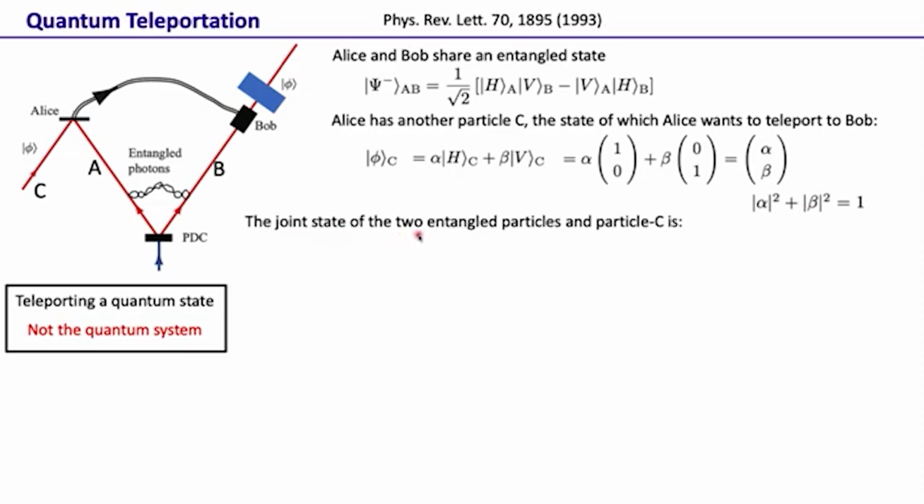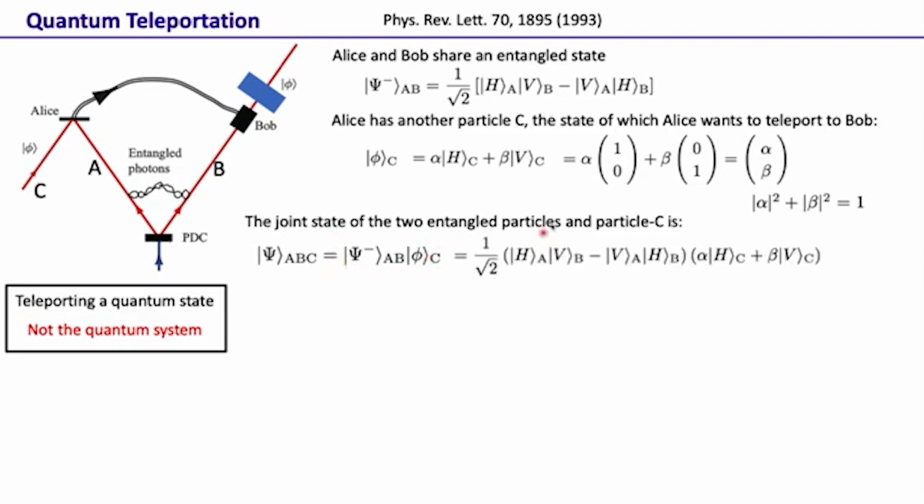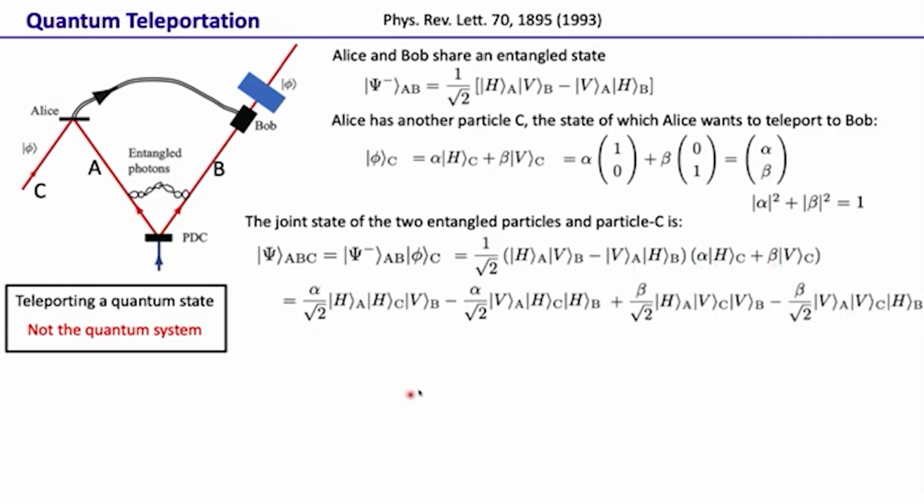So the joint three particle state: Alice and Bob are sharing the two particle state, and then we have this third particle. The joint state of the two entangled particles and particle C is basically the tensor product of this psi minus AB times phi C. That's just simply the tensor product, and we can write it as this state times alpha HC plus beta VC. So that's the joint three particle state that we have here. We can write this as two terms times two terms, so we can open it and write it like this.